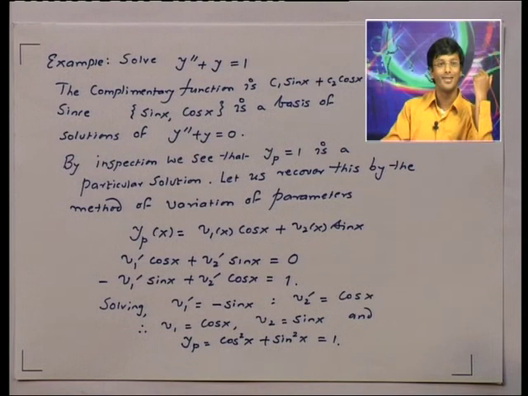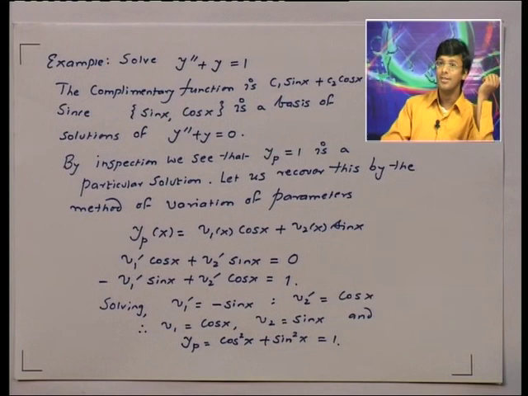And the complementary function, of course, is c1 cos x plus c2 sin x. And so the total solution should be c1 cos x plus c2 sin x plus 1. So let us recover this obvious particular solution by applying the method of variation of parameters. Correct? Okay, so let us write down yp is v1 cos x plus v2 sin x. That's your yp.